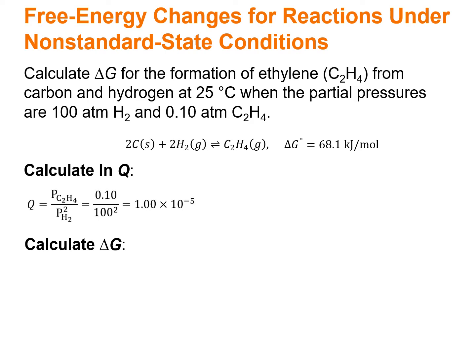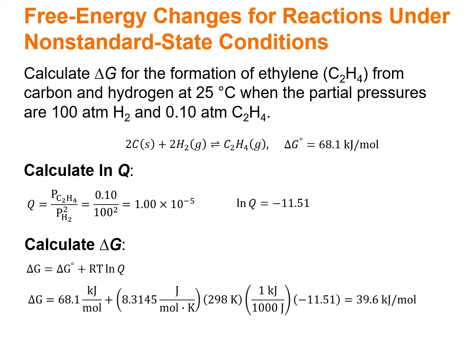If we wish to calculate ln of Q, then we have to basically calculate Q, or the reaction quotient. And that's just going to be the partial pressure of ethylene divided by the square value of the partial pressure of hydrogen. And just notice that the carbon is left out of the denominator there simply because it's solid, so we leave it out of this. So we get 0.1 over 100 squared. That gives us 1 times 10 to the minus 5.